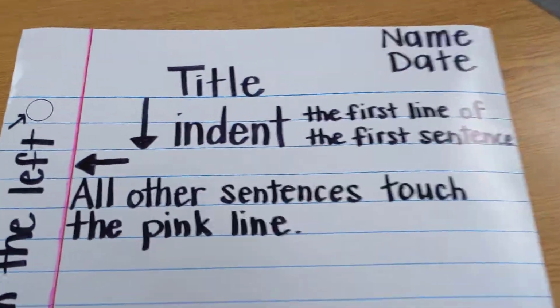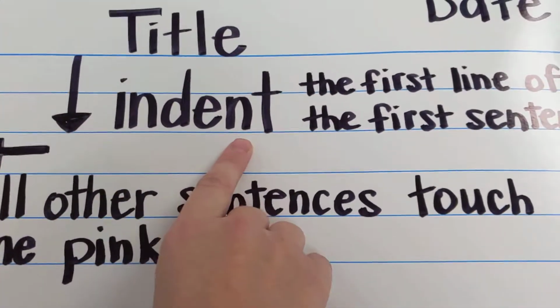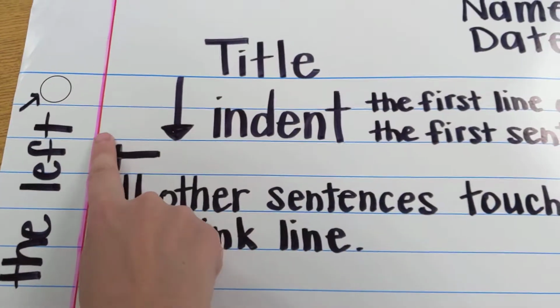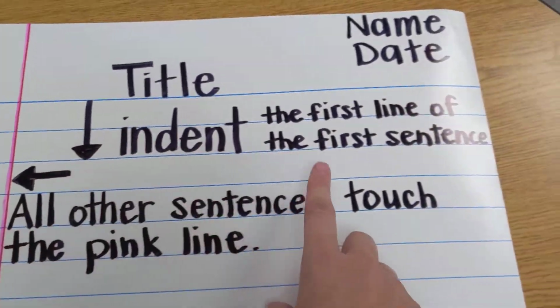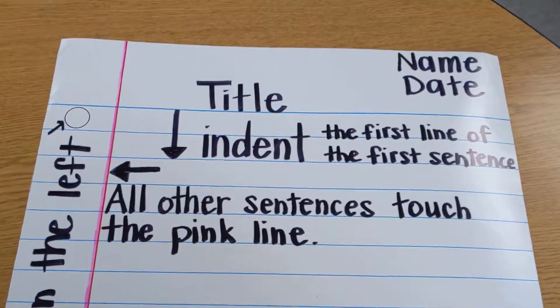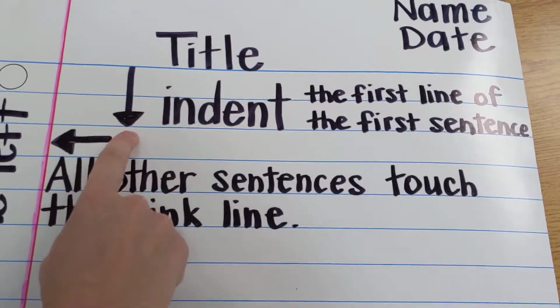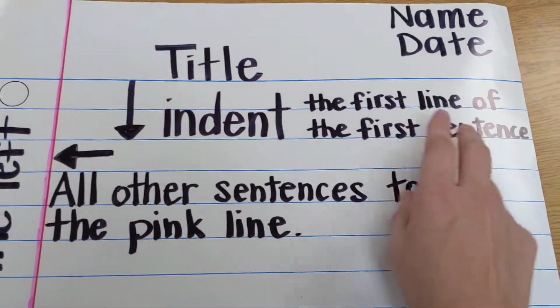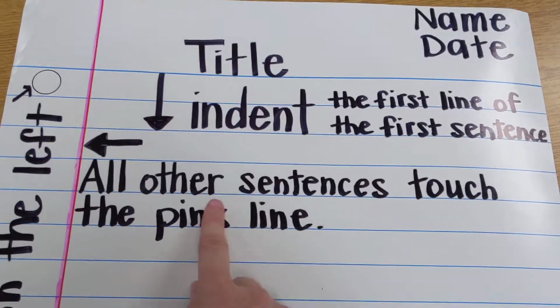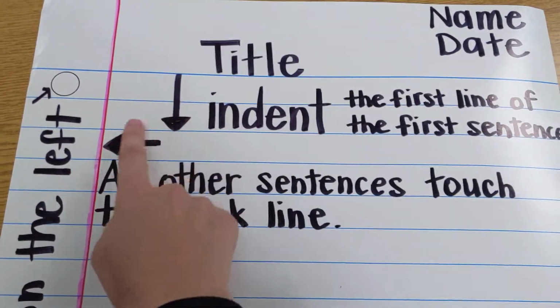Then, see this funny word here, indent? An indentation, which means indent, means you're going to start the very first sentence in a tiny bit. It's the first line of the first sentence, and that's it. Instead of starting on the pink line, it's going to start like 2 fingers over, and then your sentence will go, go, go, go, go, and all of the other sentences touch this pink line. So the first sentence starts here, the rest go to the pink.